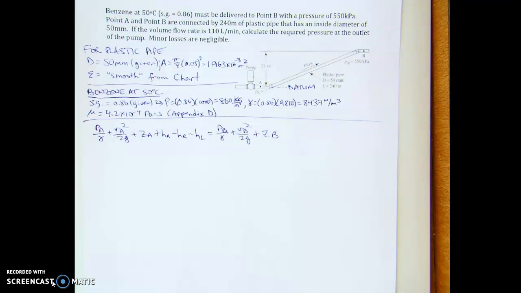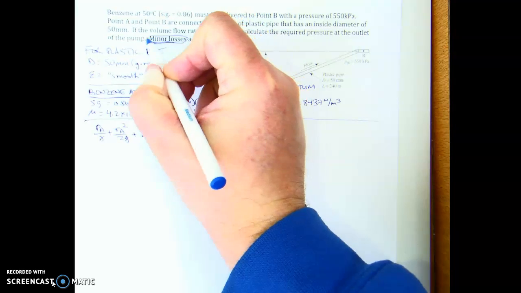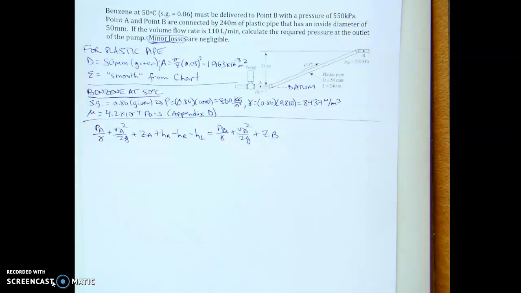Minor losses are negligible. Now, be careful. Just because it says minor losses are negligible, that does not mean that HL is 0. We still have to calculate the friction component. So please be careful on that if you get that sort of a question.